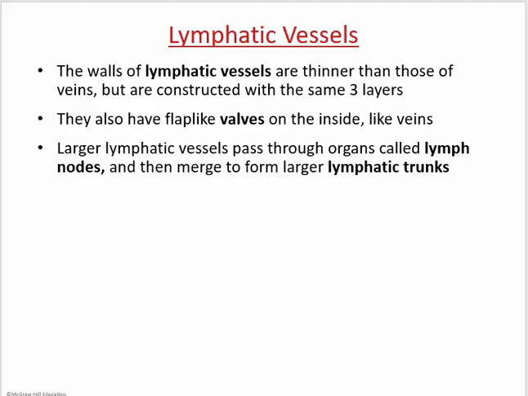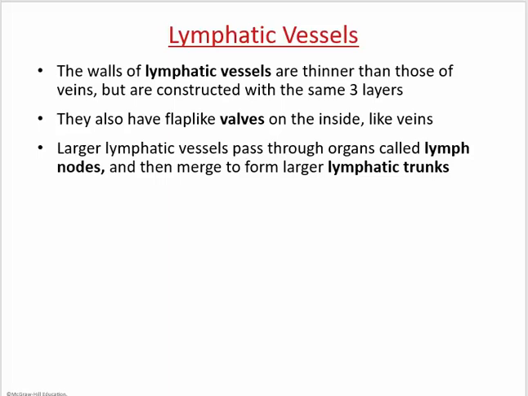Now, the capillaries all come together and they form lymphatic vessels. And the vessels are the same as veins, or very similar. They're thin-walled, but they have the same endothelial lining, a tunica media, and a tunica externa on the outside. And they have valves like veins, so that the lymph flows in one direction.